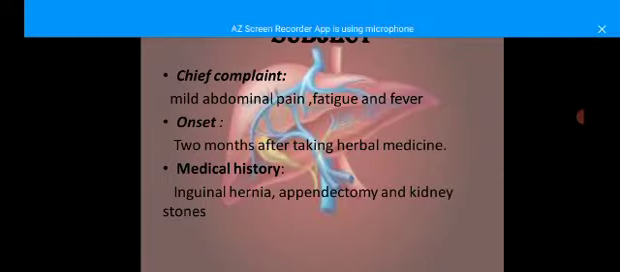Now we will analyze the case study. First of all, the first thing in soap note is subject. So the chief complaint is of mild abdominal pain, fatigue, and fever, and the onset of this complaint was after 2 months of taking the herbal medicine. His medical history includes inguinal hernia, appendectomy, and kidney stones.